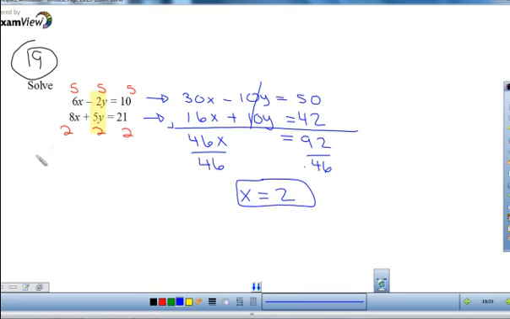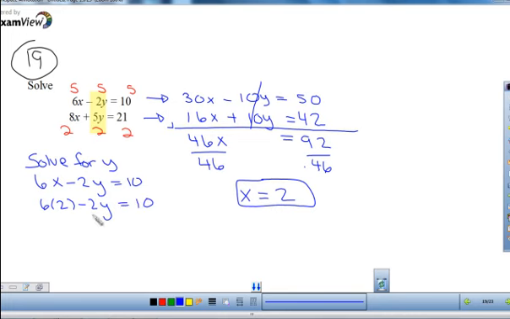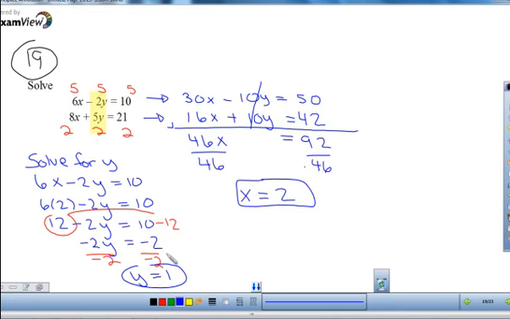Okay. Not done. You have to solve for y now. So I'm going to pick one of the equations. It does not matter which one. And wherever you see an x, you're going to substitute a 2. So you're going to get 12 minus 2y is equal to 10. You're going to subtract 2. And then you're going to divide by negative 2. So y turns out to be positive 1. So my point of intersection, or my solution, is going to be 2, 1.